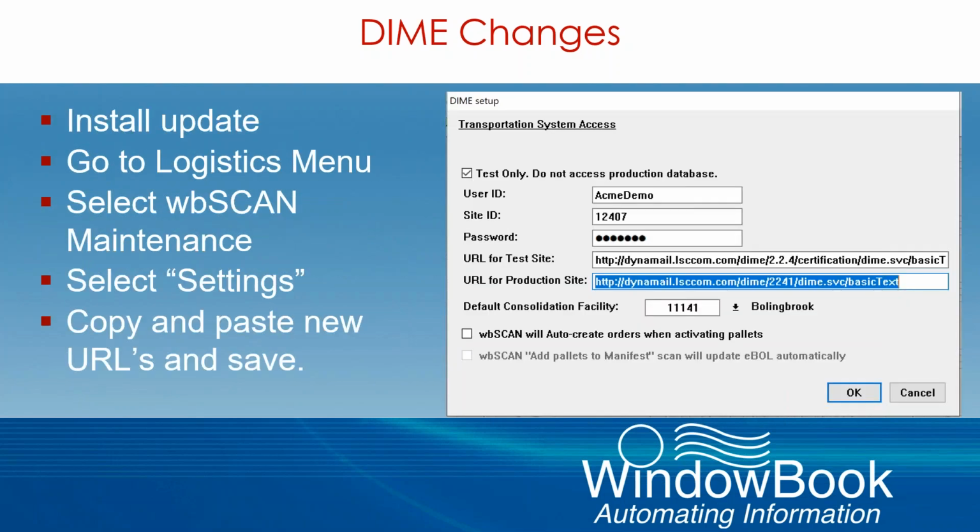All right, so some things you need to be cognizant of is install the update, and as Lloyd mentioned, you won't have a whole lot of time to do that, unfortunately. Then you will want to go to the logistics menu within DAT-MAIL and select WB Scan Maintenance. Then you'll want to select Settings, and then that is where you will copy and paste the new URLs and save, or click OK.